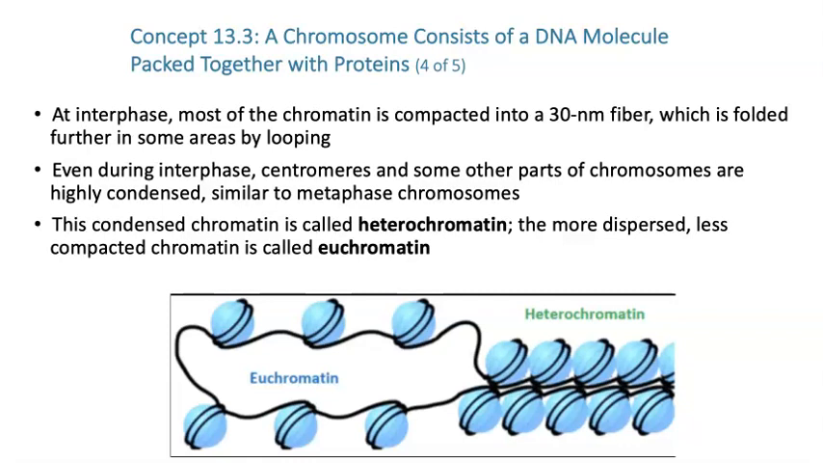Condensed chromatin is called heterochromatin. The more dispersed, less compacted chromatin is called euchromatin. And so I've got a couple of visuals for you here. Heterochromatin is that more fiber-like one, and the euchromatin is the more spaghetti or string-like one that I've referred to in the past videos.